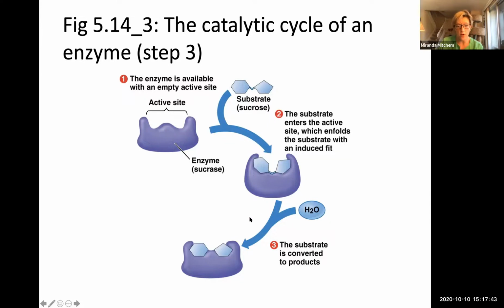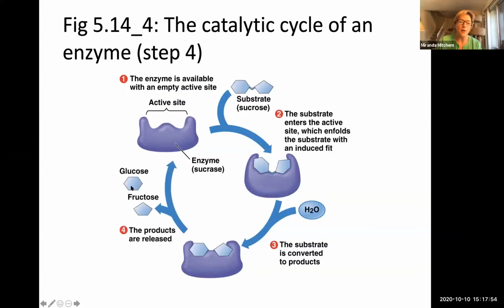We need water for hydrolysis to happen, and that water splits apart. Hydrogen goes on one of the sugars, the OH goes on the other, so everybody's happy with their octet rule. And now the products are released, which would be glucose and fructose. And the enzyme, providing it has not been damaged, is now free to be used again. The enzyme does not become part of either product. It is not used or consumed by the reaction. It simply facilitates the reaction by holding the substrate in place. That lowers the activation energy to make the products of glucose and fructose.